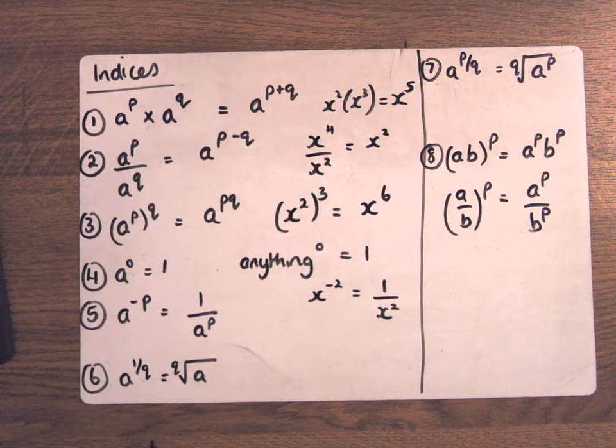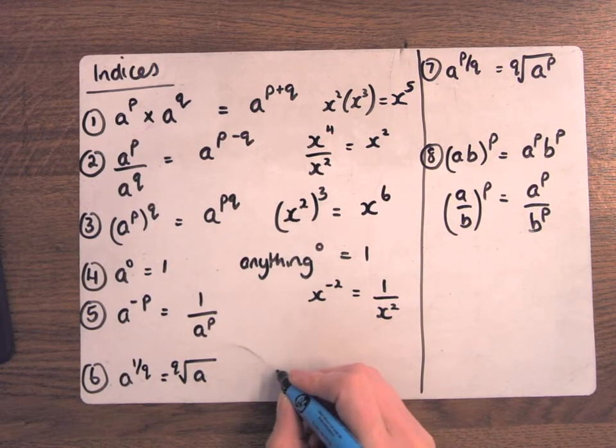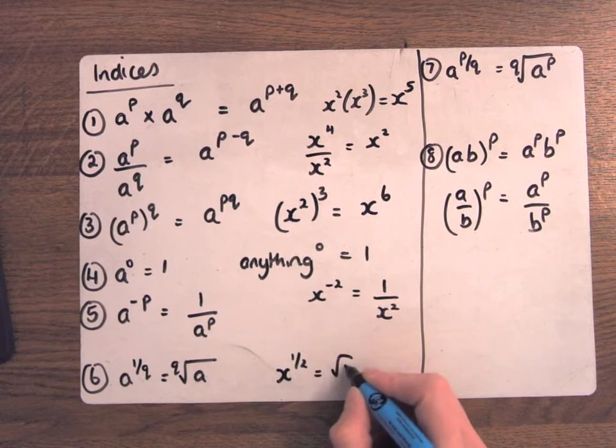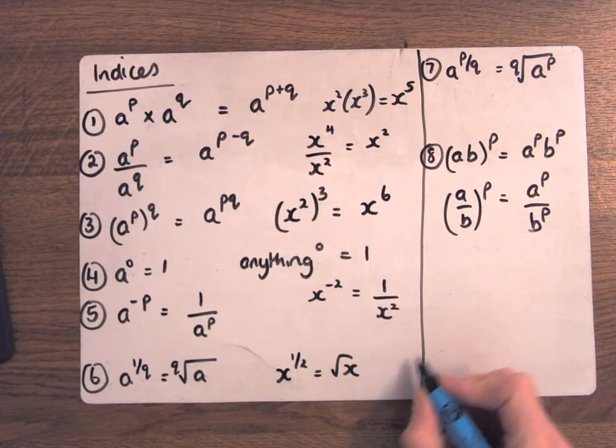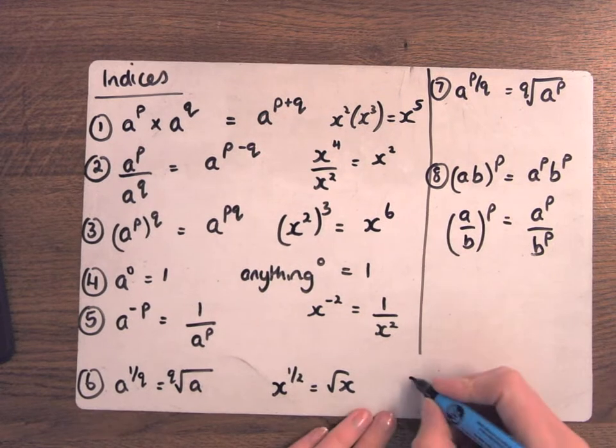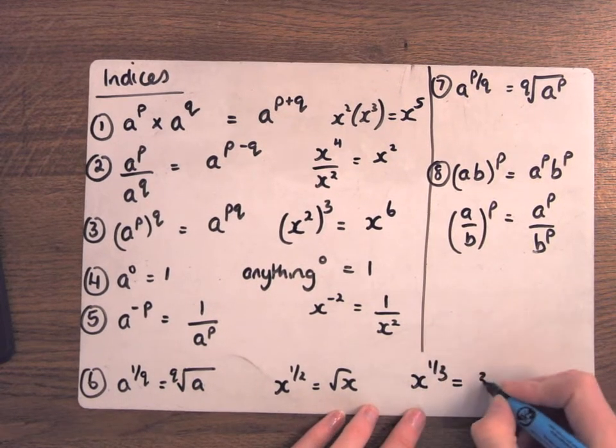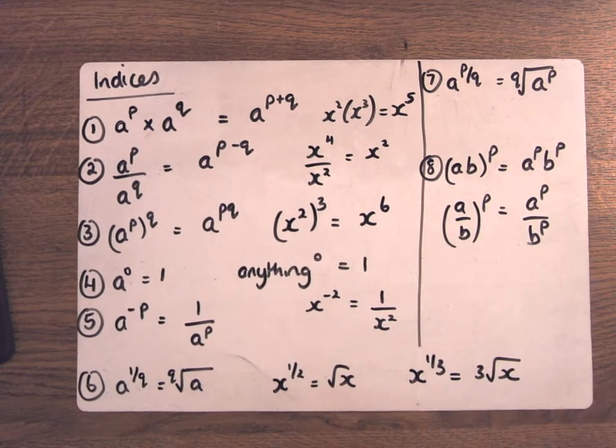Here, a to the power of 1 over q. It's the root of a, and if it's 2, it becomes the square root. So x to the power of a half is the square root of x. X to the power of a third is the cubed root of x. Really important. If you have a fraction, 1 over something, it's a root.